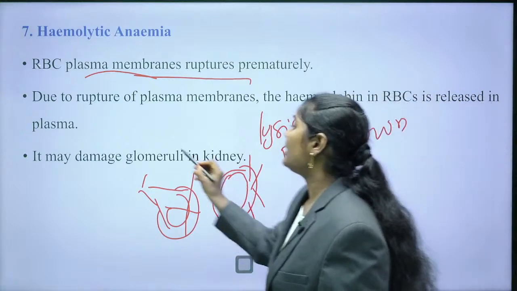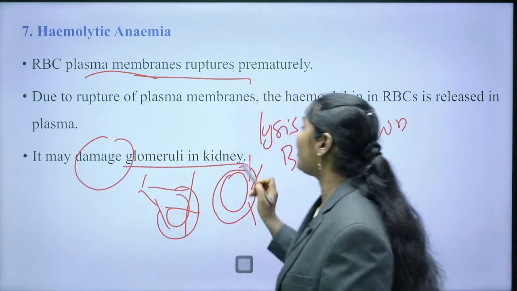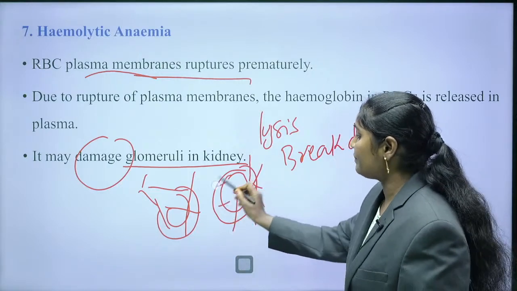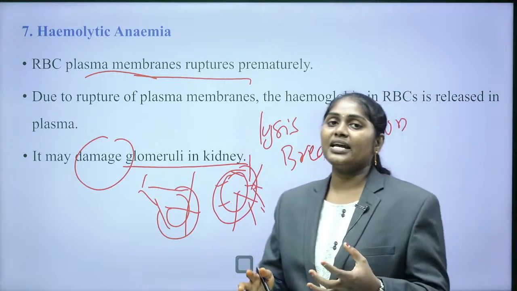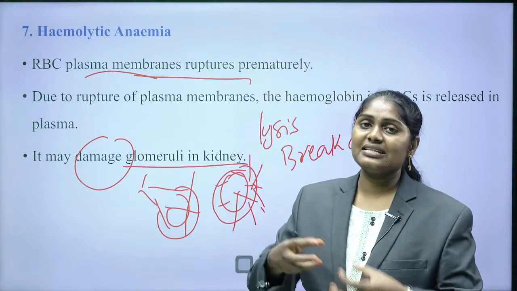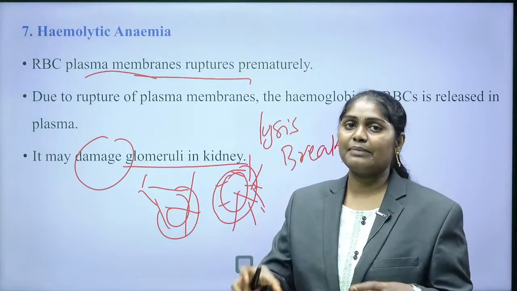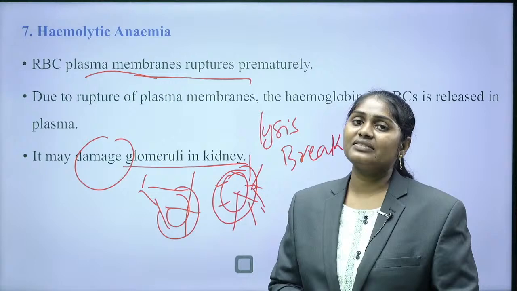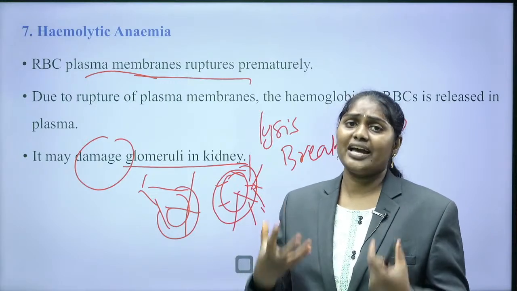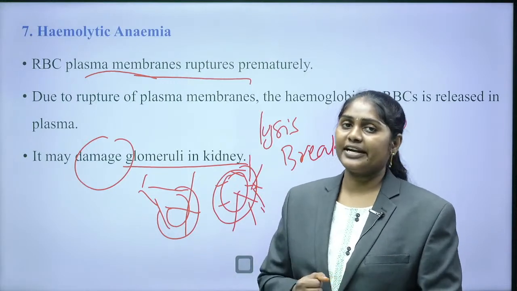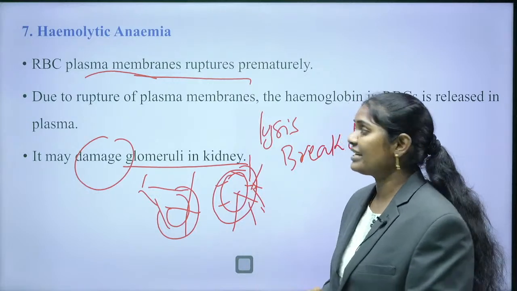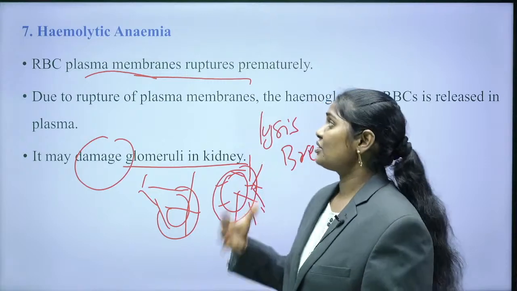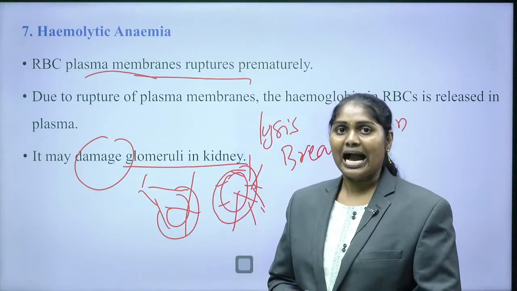This leads to damage of the kidney, because the broken parts of these cells, the proteins or cell particles, become a burden. That will create a burden on your glomerulus, so it cannot filter the heavy particles. The load will be created on your glomerulus, and that is how kidney damage or kidney failure, glomerulus damage, will be seen. That is called hemolytic anemia.